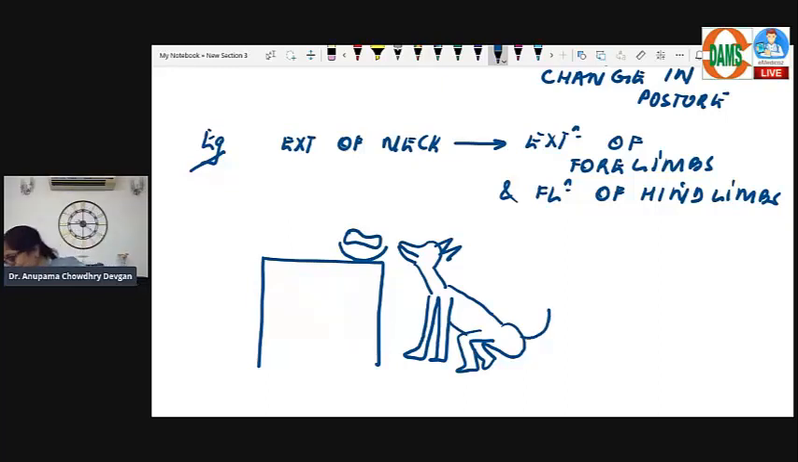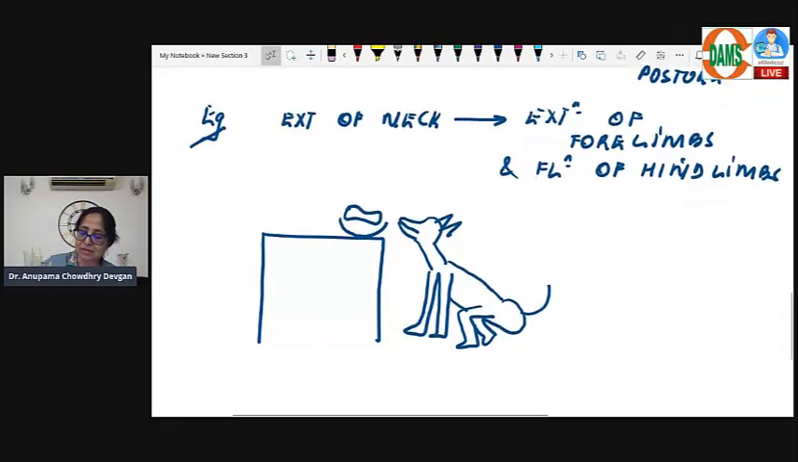Something like that. This is what happens. Neck is extended, there is an extension of the forelimbs and a flexion of the hind limbs. You've placed something on the table. He wants that. His neck is extended, so his front limbs will be extended and the hind limbs are flexed. This is what is known as the tonic neck reflex.